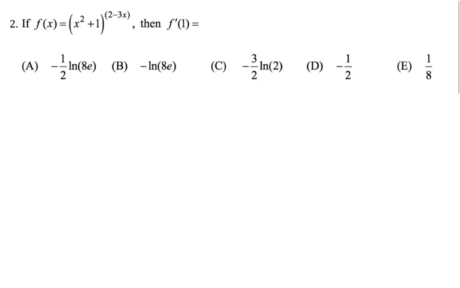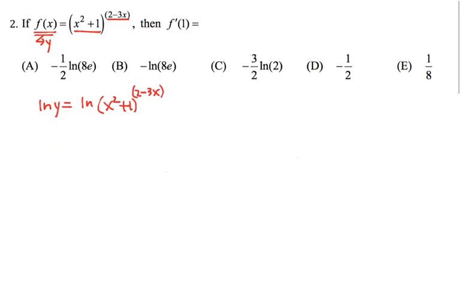Let's look at the second question. Here we notice that the base has the variable and also the exponent. Then we get to use the same strategy as before. In other words, we can use the ln. So I'm going to assume that this is equal to y. It'll be easier for us to write. So I can rewrite it as ln of y is equal to ln of x squared plus 1 to the 2 minus 3x power.